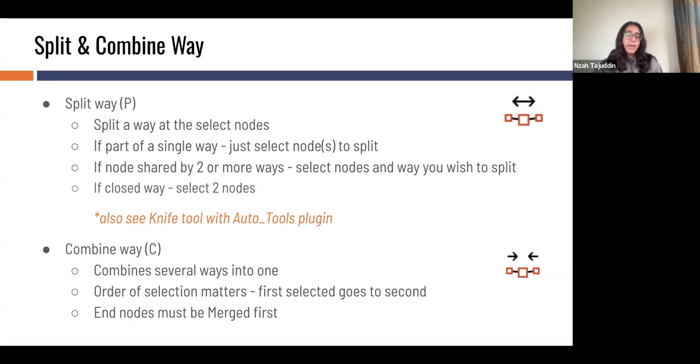Next is the combine way, which is the C key. It combines several ways into one, and for this, order of selection does matter. The first node that you select goes to the second node, just like before, and the end nodes must be merged first.